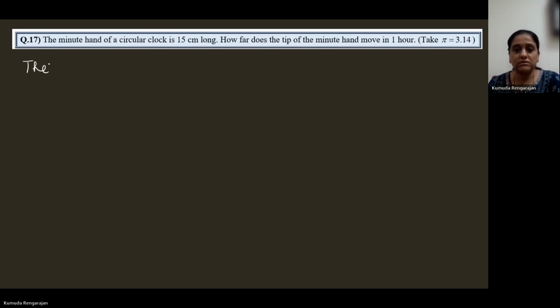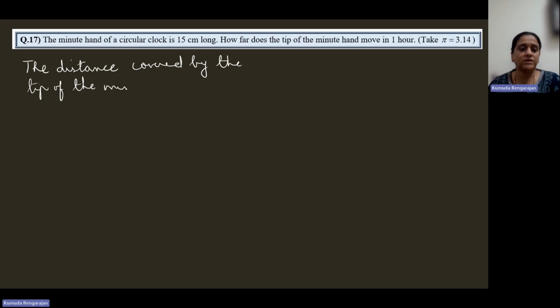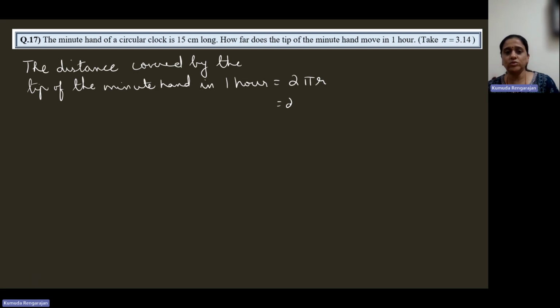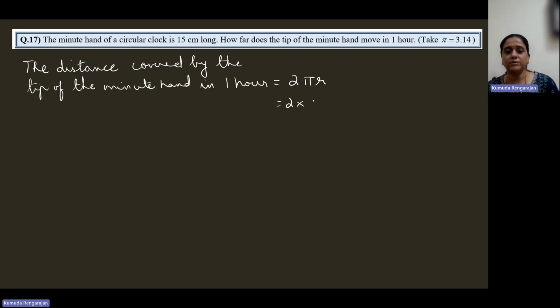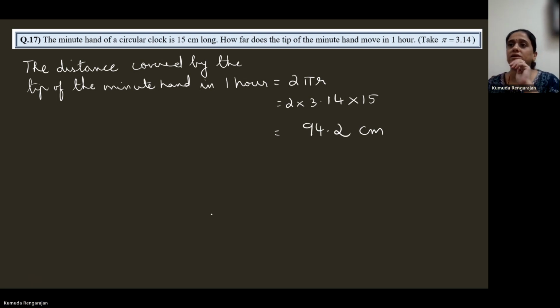So the distance covered by the tip of the minute hand in 1 hour is equal to 2 pi r because it goes one full circle. So that is 2 into 22/7 into, okay, 3.14. If it's given, you have to take 3.14. 3.14 into 30, 30 into 3.14, 94.2 centimeters. Is that clear? Okay.